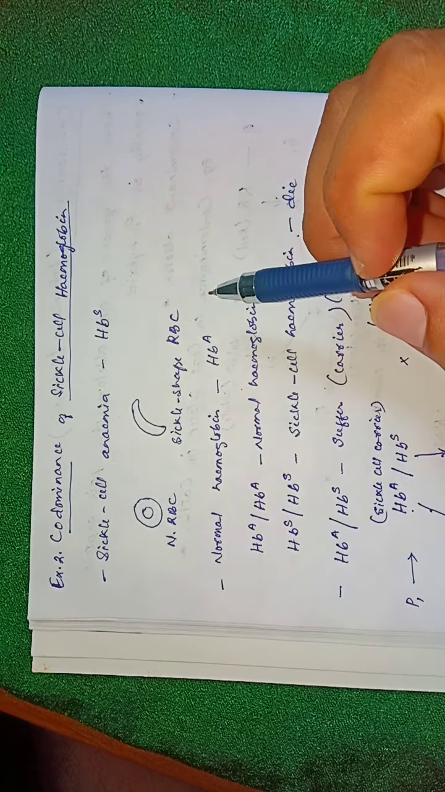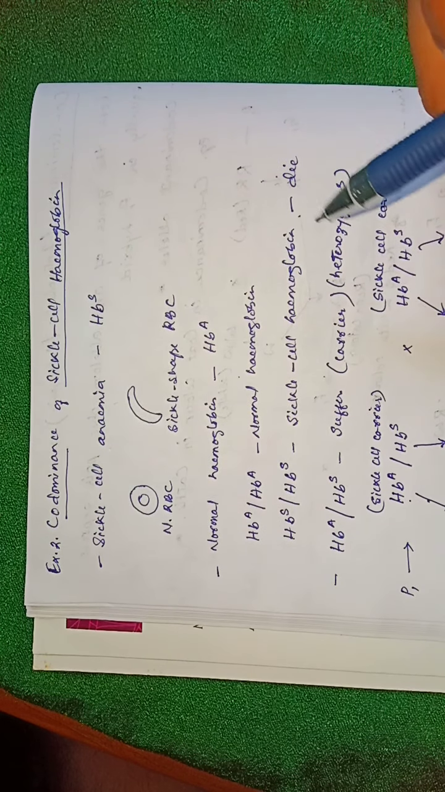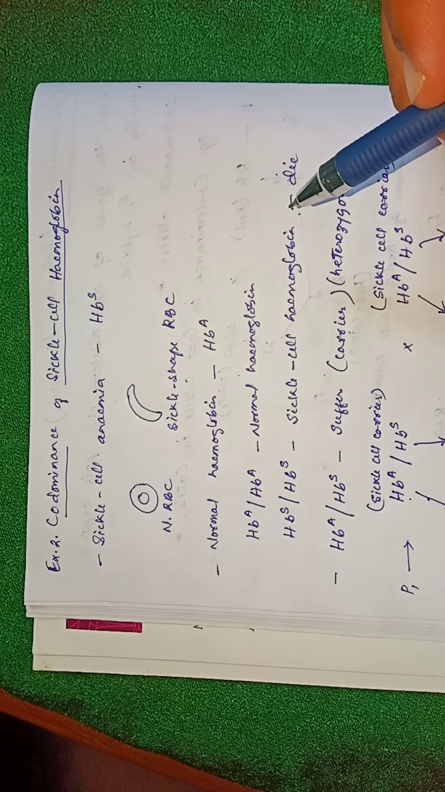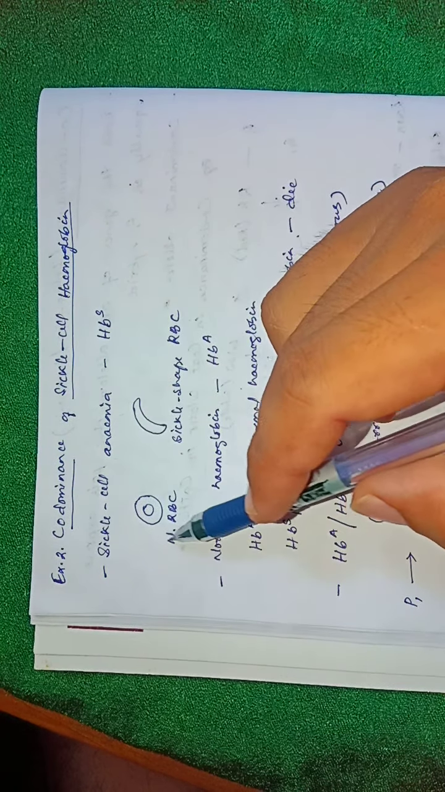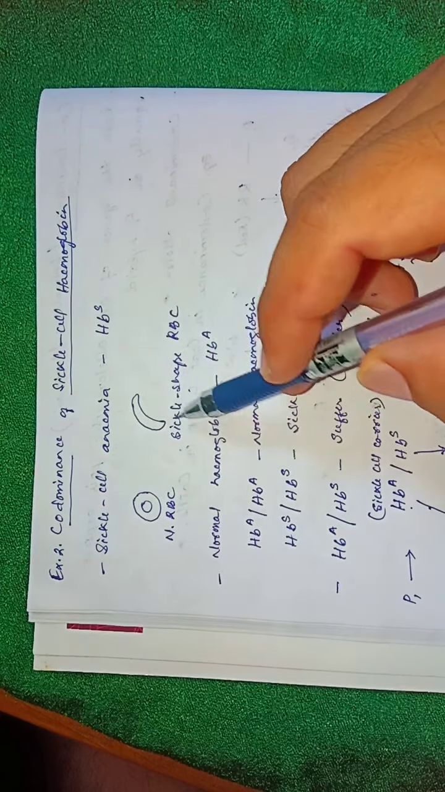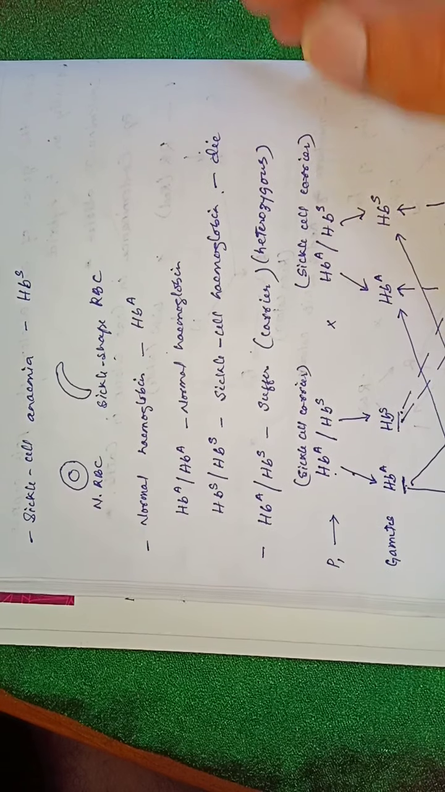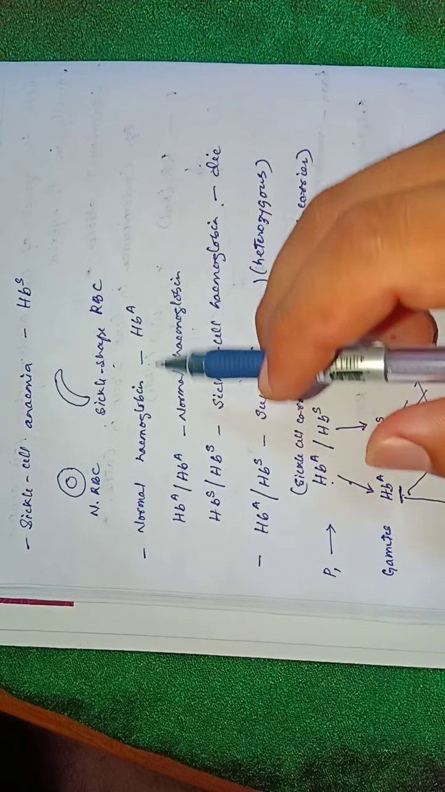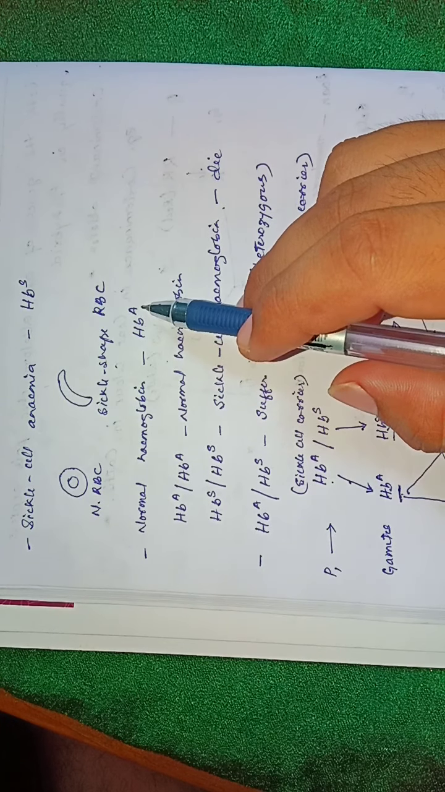In red blood cells, hemoglobin is the carrier of oxygen. So when the oxygen becomes very low, the RBC becomes sickle shaped. This is the normal shape of the RBC, and this is the sickle shaped RBC. The normal hemoglobin is indicated by allele HbA.